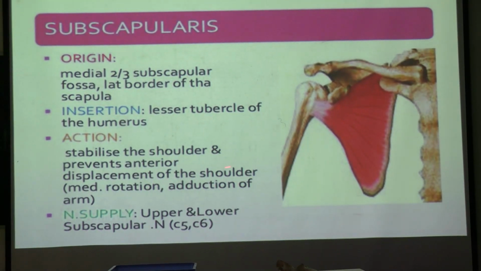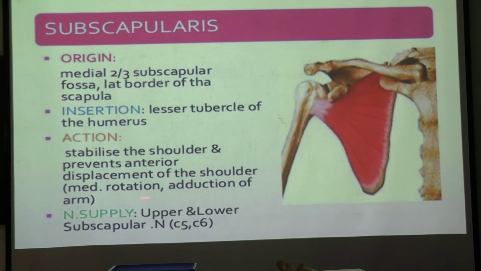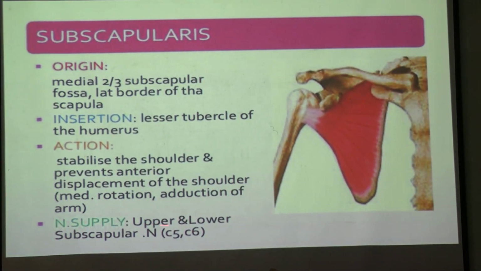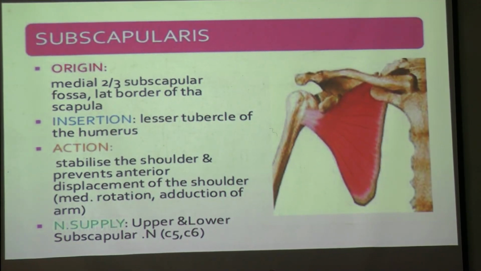Action is to stabilize the shoulder and prevent anterior displacement of the shoulder, and it helps in medial rotation and adduction of the arm. Nerve supply is the upper and lower subscapular nerves. Root value is C5 and C6.